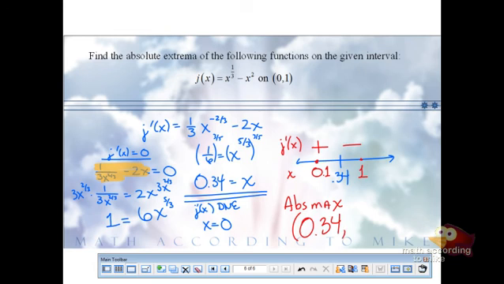Now we need the y-coordinate at 0.34. How do we find the y-coordinate? Into the original function. So if you would, plug in 0.34 into the original function. What do you get at 0.34? 2 decimal places is good too. 0.58.